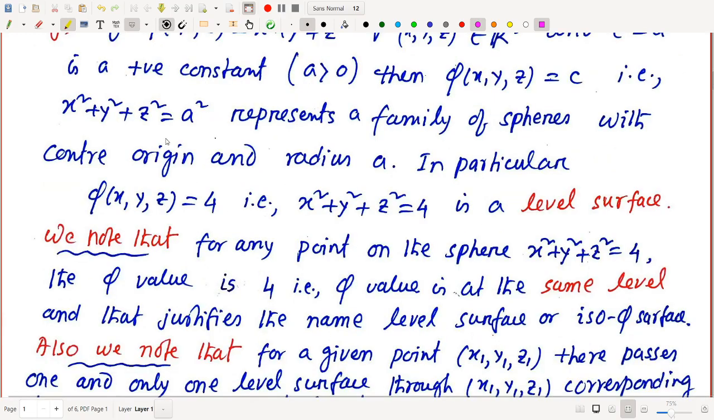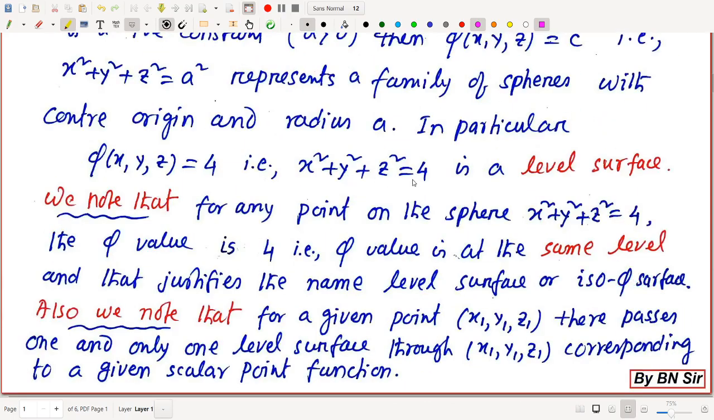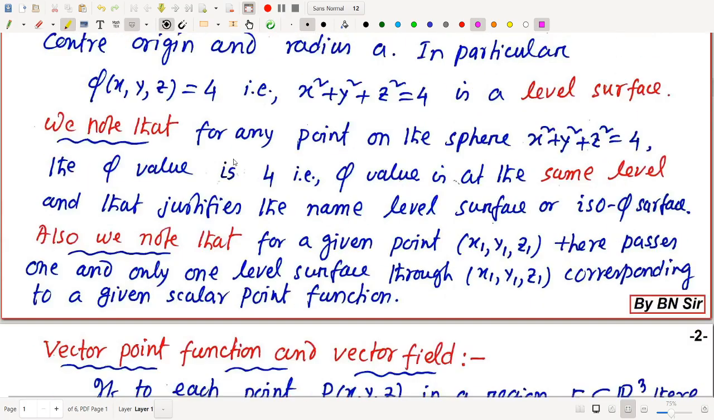In particular, if we take phi x, y, z equal to 4, that is x square plus y square plus z square equal to 4, where 4 means 2 square, this is a level surface. For a particular value of C, this equation x square plus y square plus z square equal to 4 represents a sphere with center at origin and radius 2. And this is a level surface. There are infinitely many spheres, and this is a single sphere, one sphere.